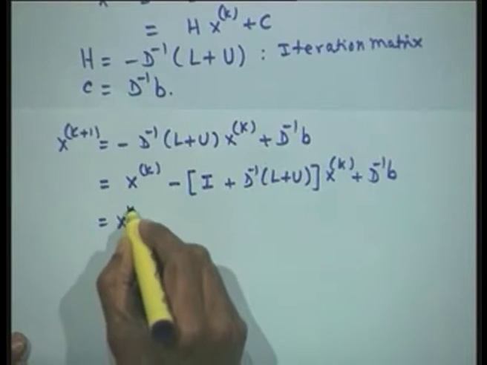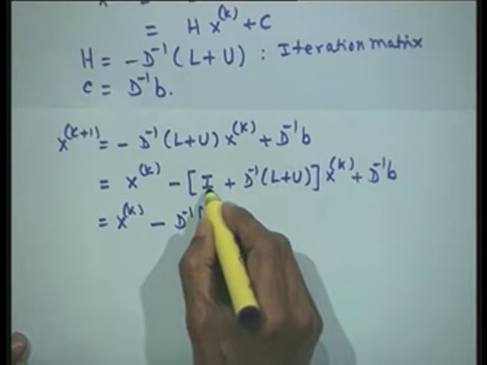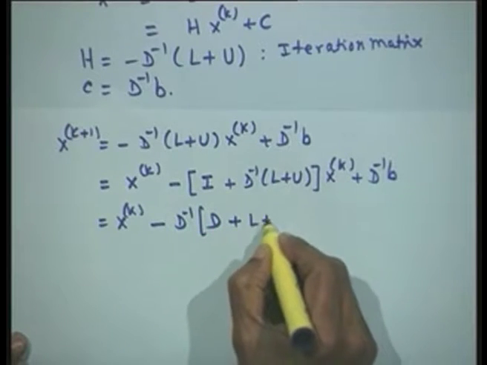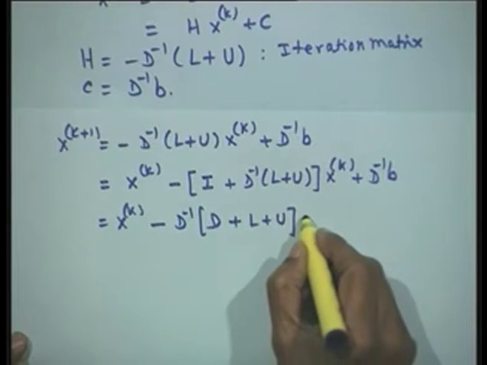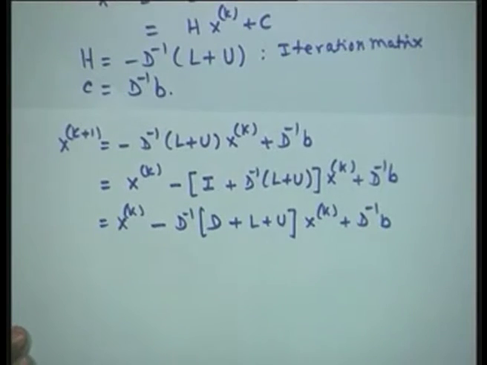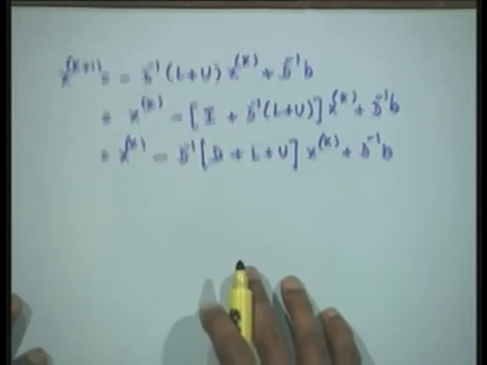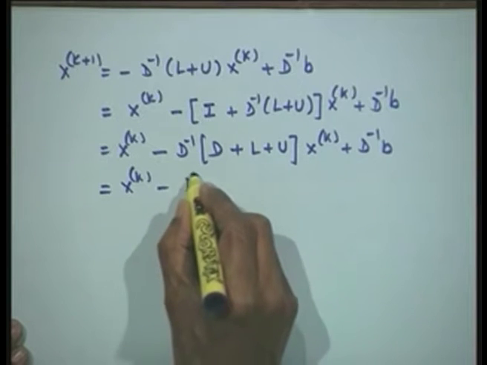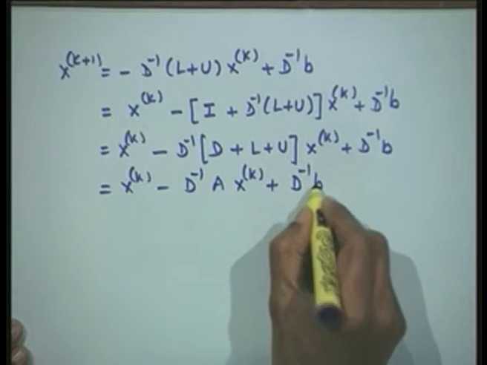Now, I will make a small manipulation here. I will take d inverse outside. So, I will write d inverse of d plus L plus u; d inverse I have brought on the left as a multiplication factor. So, I will have x k plus 1 equal to x k and d inverse of b. But by definition d plus L plus u is a, so I bring back a here. So, I will write this as x k minus d inverse of a x k plus d inverse of b.